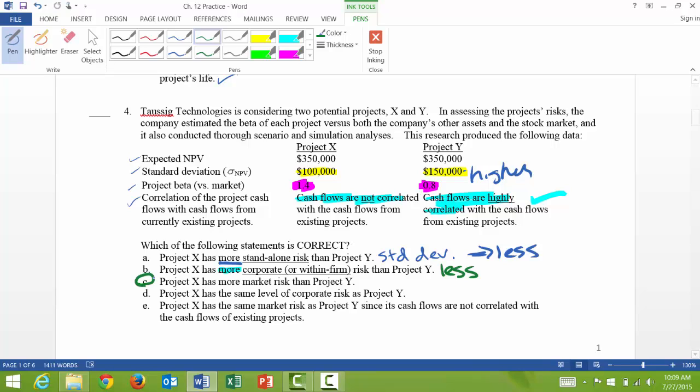And then D, project X has the same level of corporate risk. Well, that's not true because of what we just looked at. One's highly correlated and one's not correlated. And then E, project X has the same market risk as project Y. Well, we see that the two betas are different, 1.4 versus 0.8. So that one's not true.